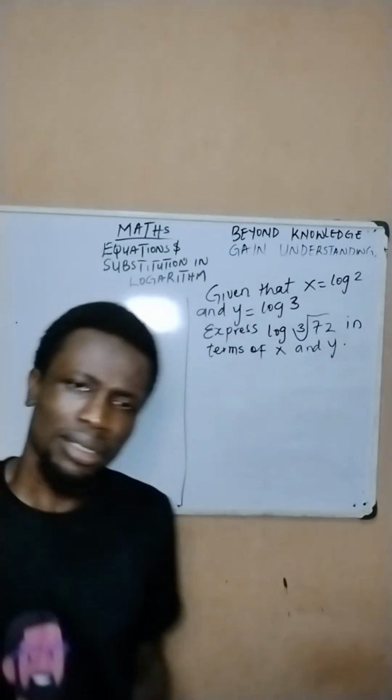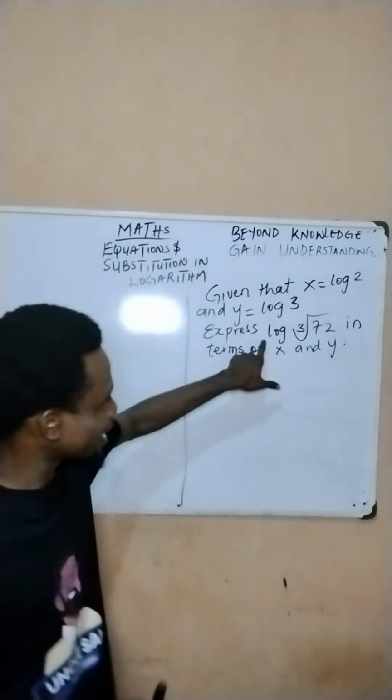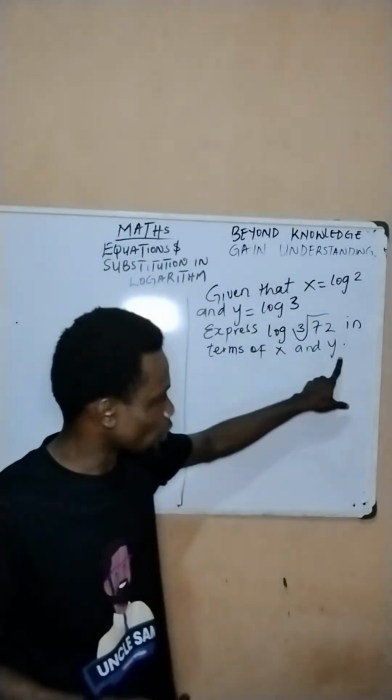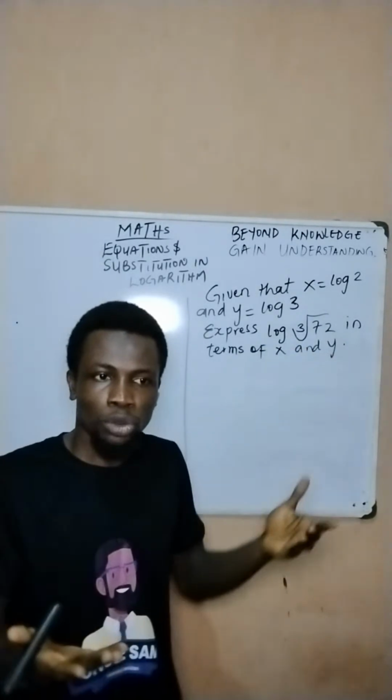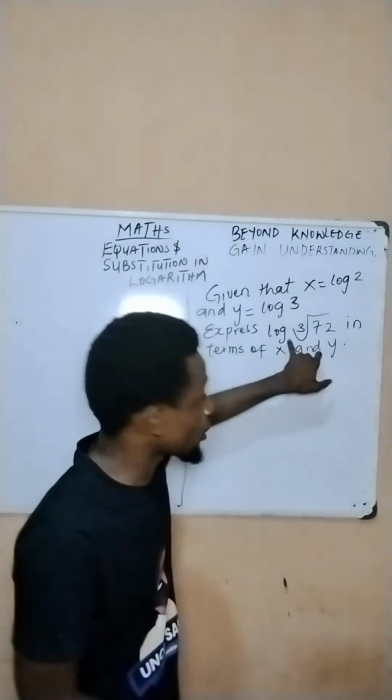Now, by looking at this particular question, one thing you will notice is we are asked to express the whole of this in respect to x and y. So it's very clear that at some point we have to do a substitution into this logarithmic expression.